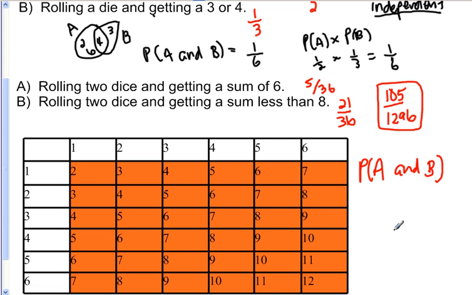So, probability of A and B, that's where it'd be a sum of 6 and it's less than 8. Well, that would be the sums of 6's because those are sum of 6 and they're also less than 8. So that is 5 out of 36. And these two numbers are not the same. 5 out of 36 is not the same as 105 out of 1296. So that tells me that these two events are not independent. So we can write ourselves a note. Not independent.